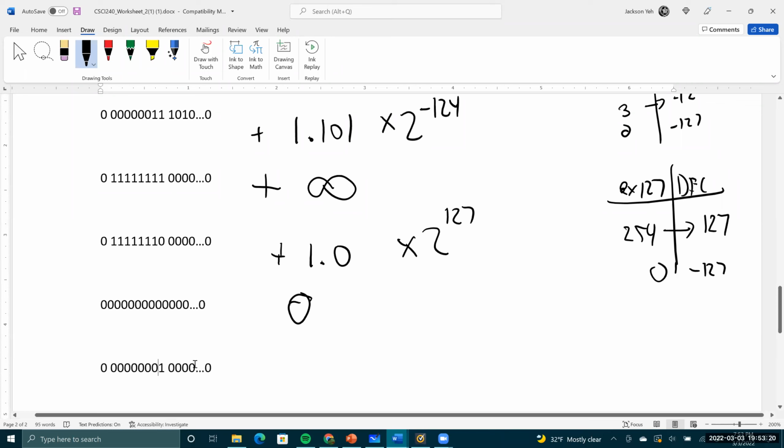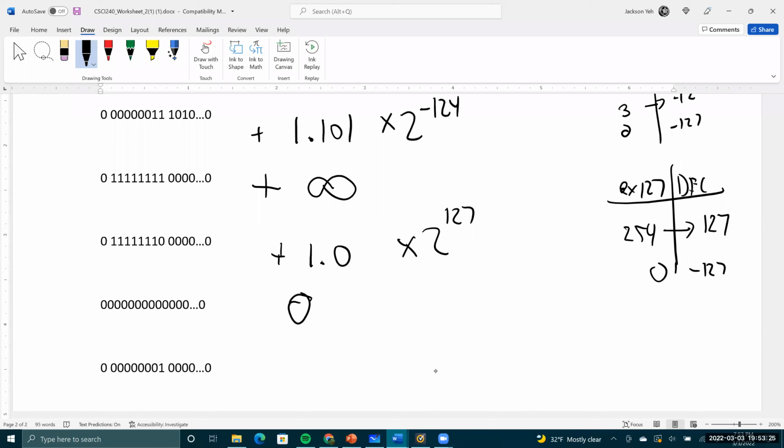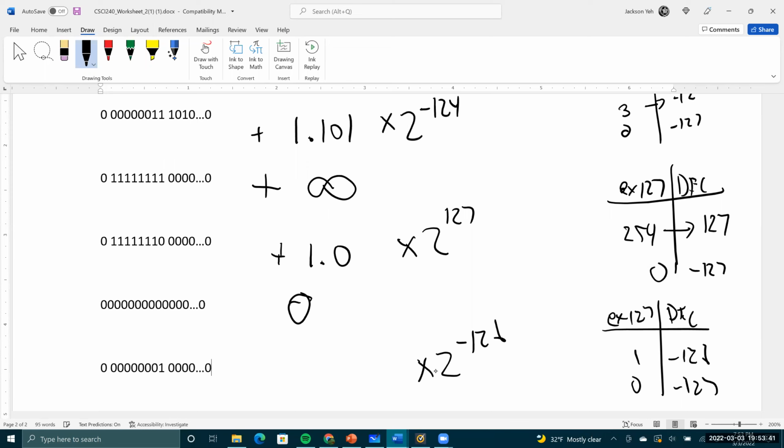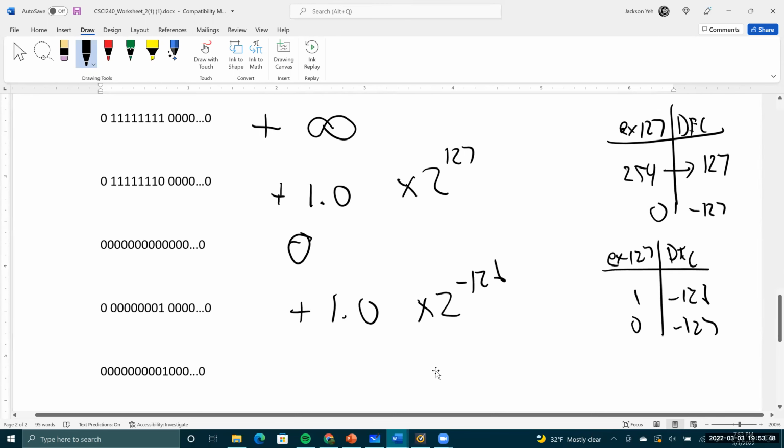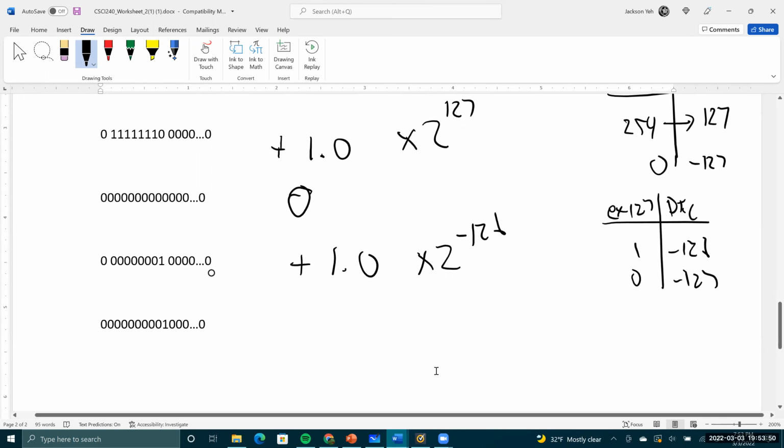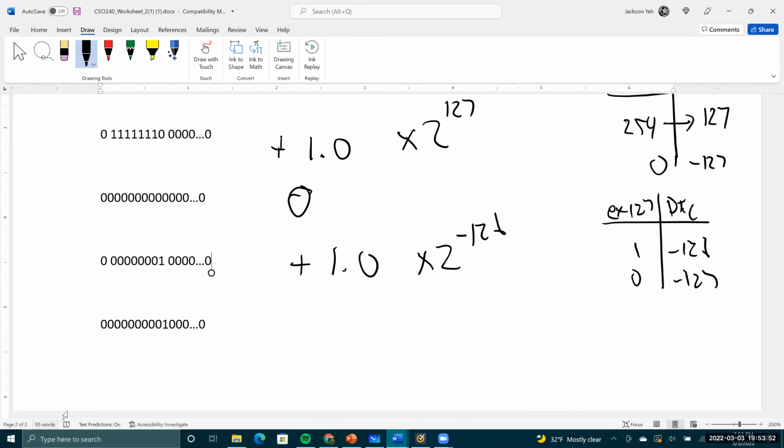I'm just making sure. Okay. All right. So this is a regular float again. So excess 127 to decimal conversion. 0 goes to negative 127. This is 1. So it's going to be negative 126. So this is times 2 to the negative 126. And the fraction has a hidden 1. So it's 1.0 times 2 to the negative 126. Okay. All right, now our last problem here.